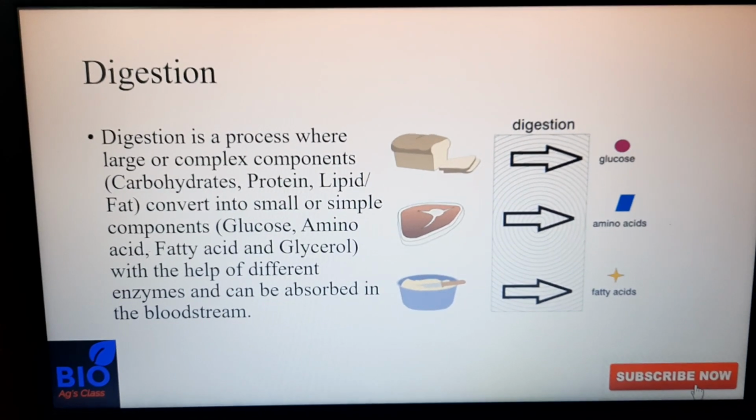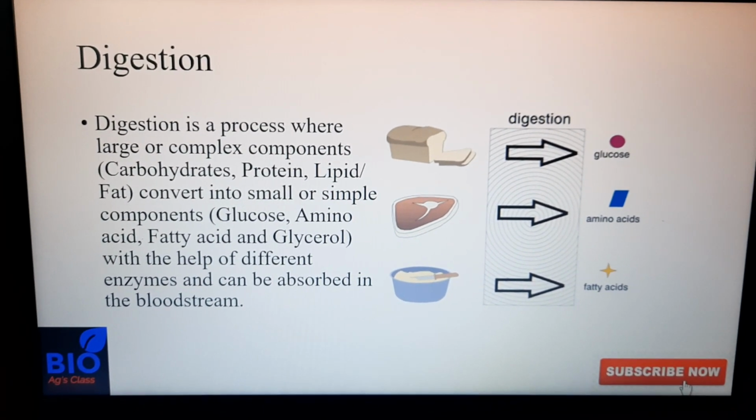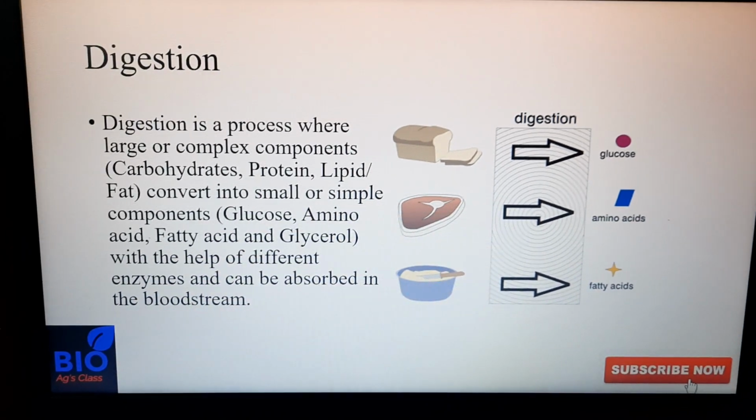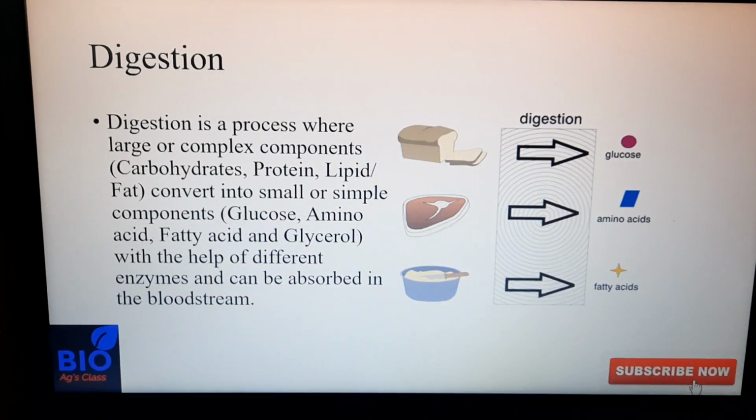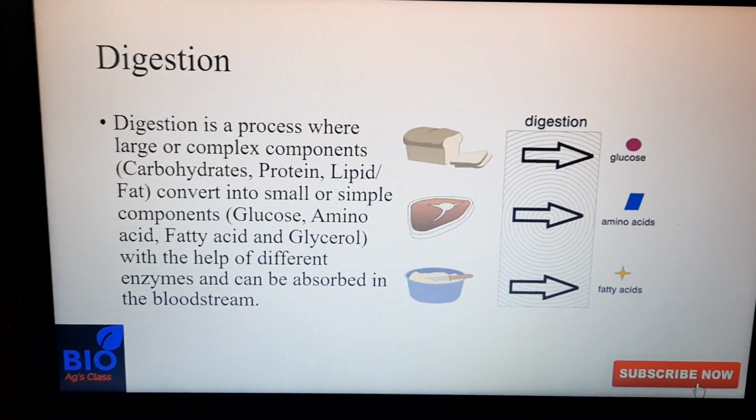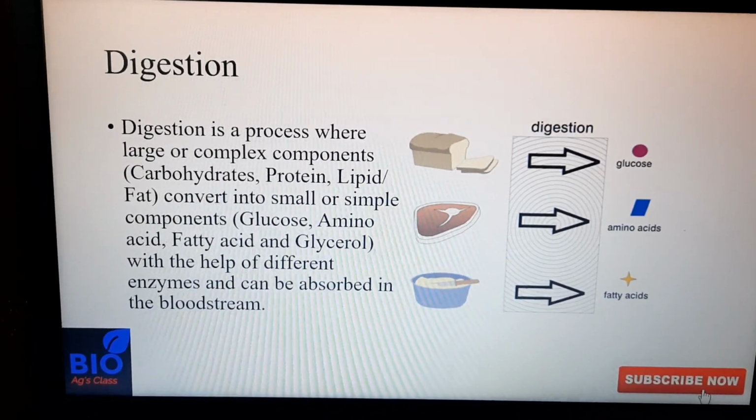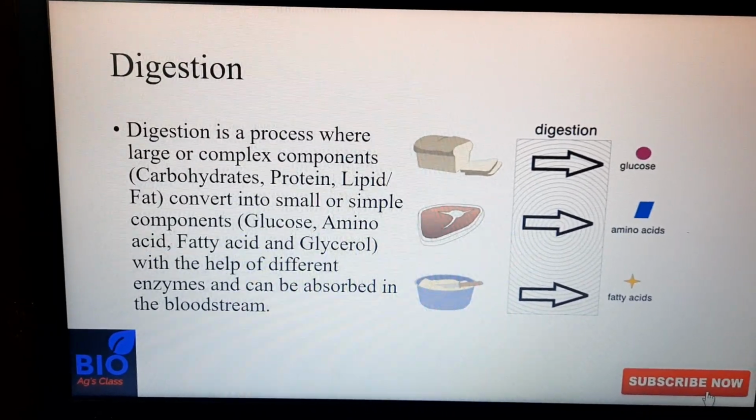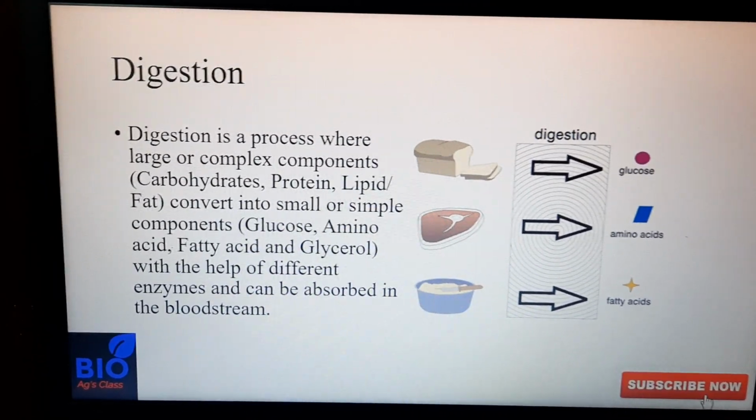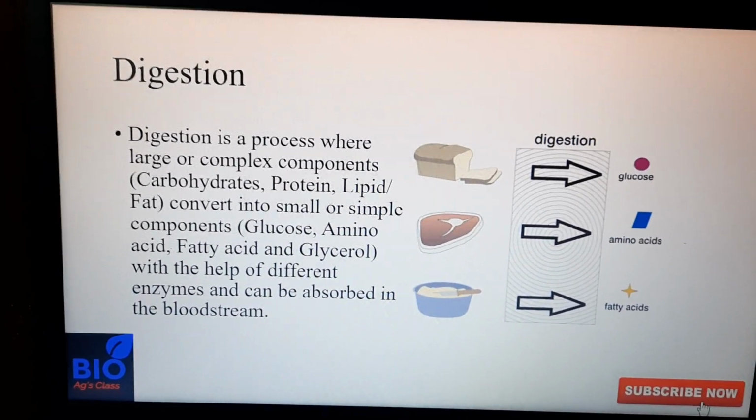So first topic is digestion. Digestion is a process where large or complex components like carbohydrates, protein, lipid or fat are converted into small or simple components like glucose, amino acid, fatty acid and glycerol with the help of different enzymes and can be absorbed in the bloodstream. That is what digestion is.